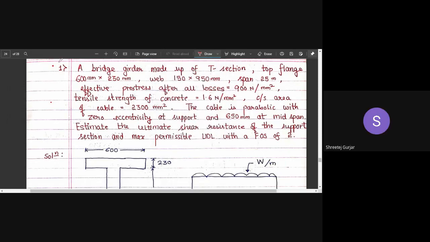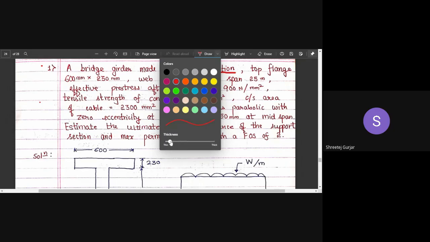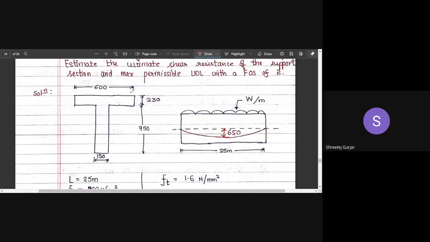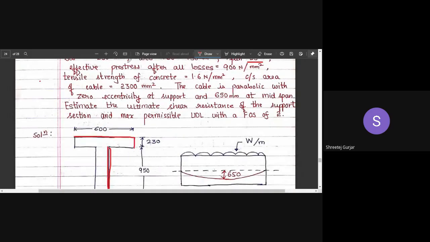So we will start with the first numerical. It is a bridge girder made up of T section. The flange width is 600 mm, flange depth is 230 mm, depth of the web is 950 mm, and the thickness of the web is 150 mm. So these dimensions are given. Span of the beam is 25 meters.